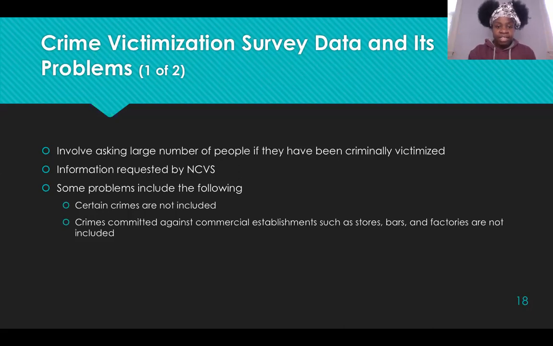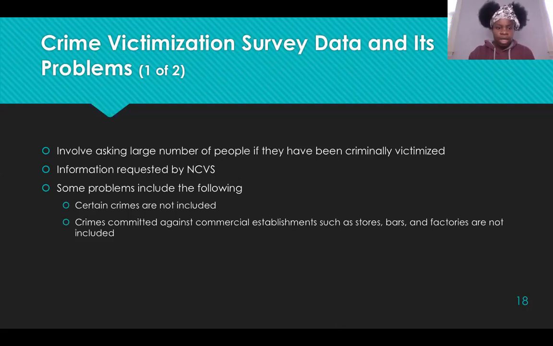The NCVS requests information on crimes committed against individuals and households, the circumstances of the offenses as well, and personal information about the victims and offenders. This information can include, and will often include, the person's race, sex, age, income, educational level, and most importantly, the victim and offender relationship, how they know each other, how they're associated, etc.